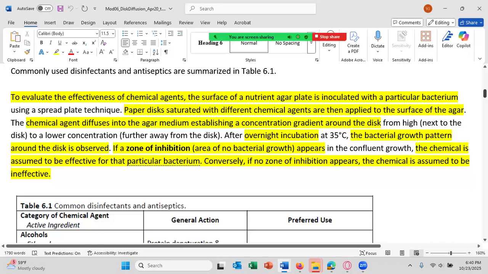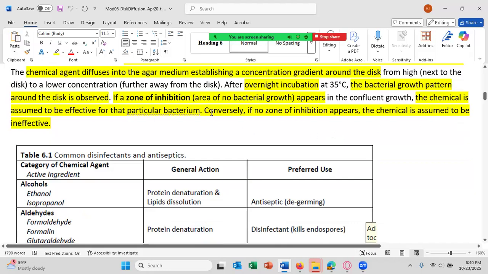Any questions about any of that? Note, I haven't talked about whether the bacteria is sensitive to the chemical or resistant to it. I've only said whether the chemical is effective or not.